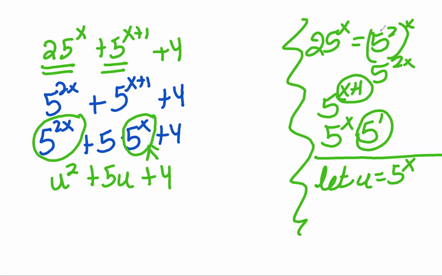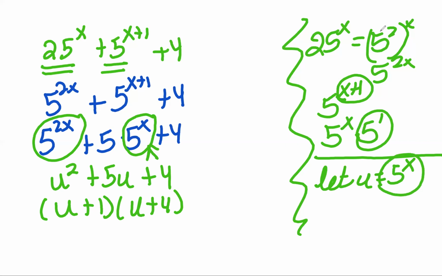Now, once I get it in this format, that is something that I'm used to seeing. So I can now just factor it like I would normally factor something. What multiplies to 4 but adds to 5? So u plus 1 times u plus 4. But this problem did not start out as a u. It started out as a 5 to the x. So now I can go back in and substitute in what u was.